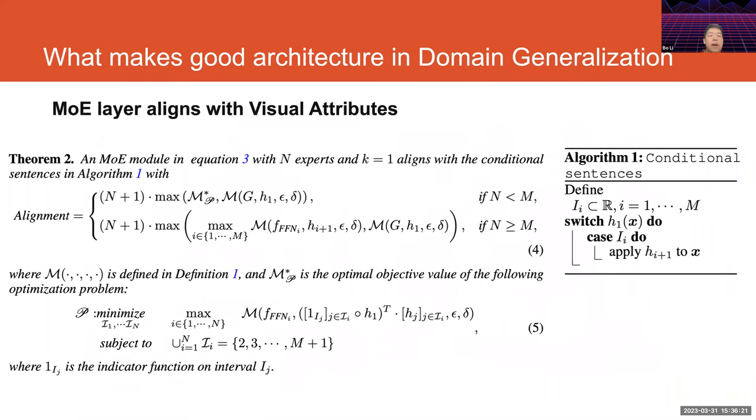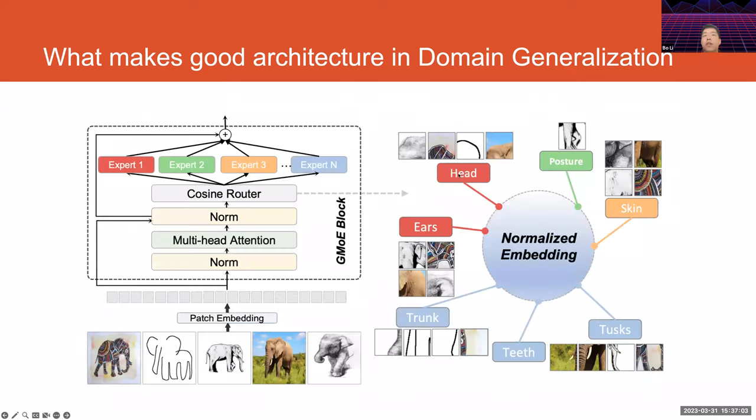Motivated by these observations and results, we can further extend our axiomatic alignment. We can use this tool to analyze how the MoE layer aligns with multiple visual attributes during training. There is also a complicated analysis, but simply speaking, this theorem basically states that the MoE is executing an algorithm we call conditional statements. What are conditional statements? It basically says that if you encounter an image that looks like a head, you assign it to certain experts.